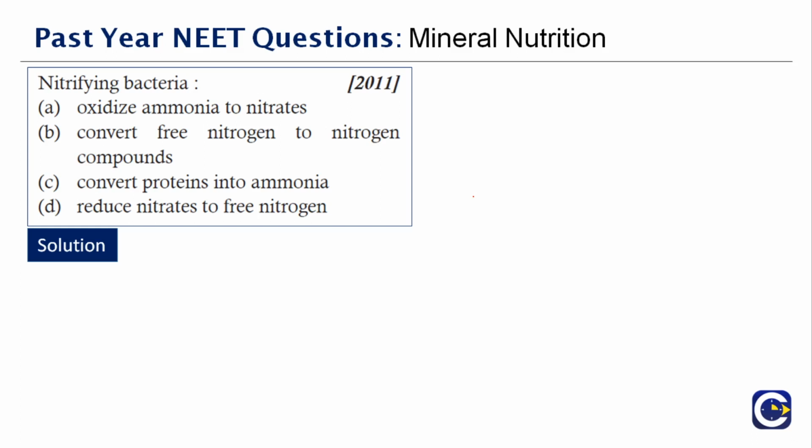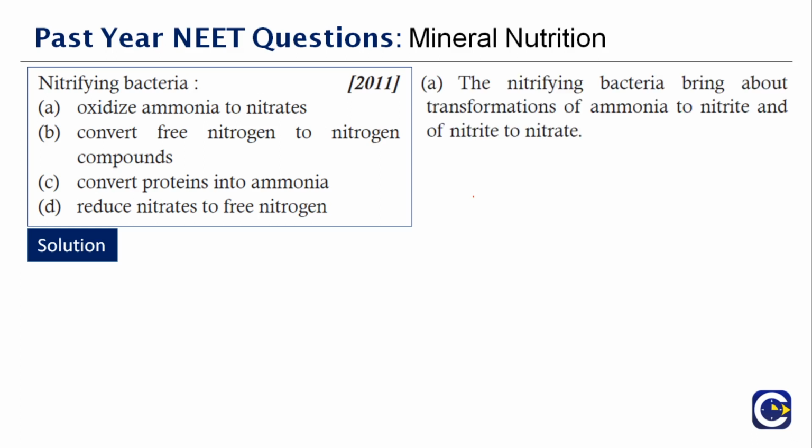See, nitrifying bacteria are also called chemolithotrophic organisms that include species of the genera Nitrosomonas, Nitrosococcus, Nitrobacter, and many more. These bacteria get their energy by the oxidation of inorganic nitrogen compounds. Types include ammonium oxidizing bacteria and nitrite oxidizing bacteria. So nitrifying bacteria oxidize ammonia to nitrates. The nitrifying bacteria bring about a transformation of ammonia to nitrite, and nitrite will be converted into nitrate. Therefore, the right answer is option A.